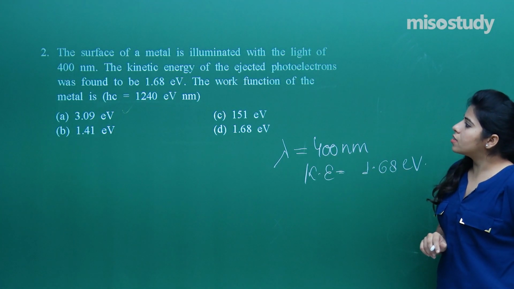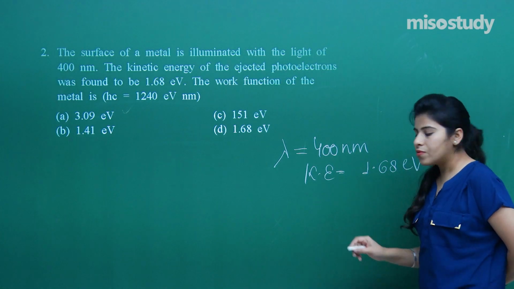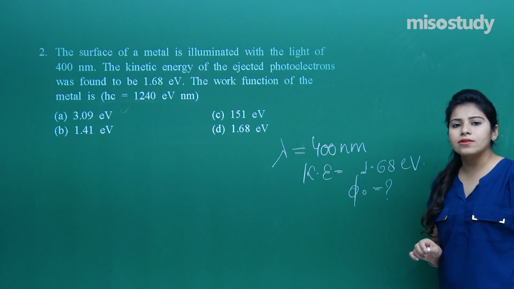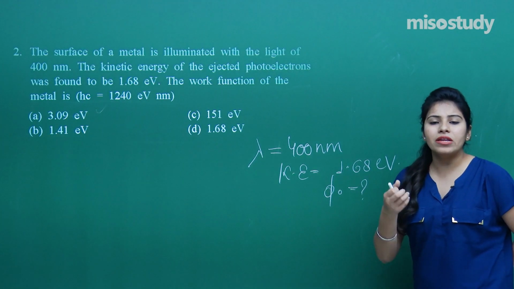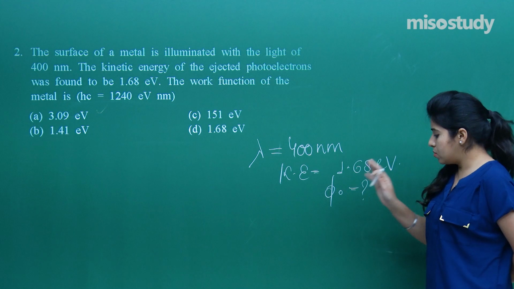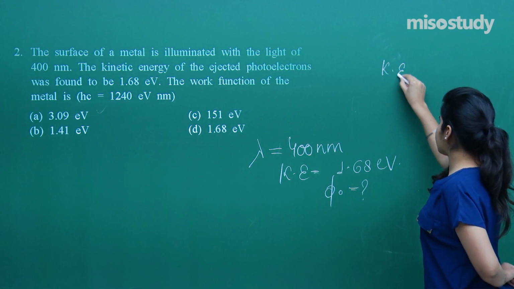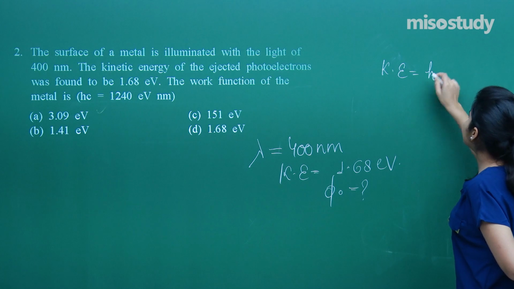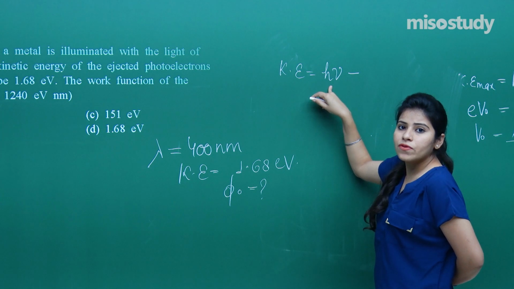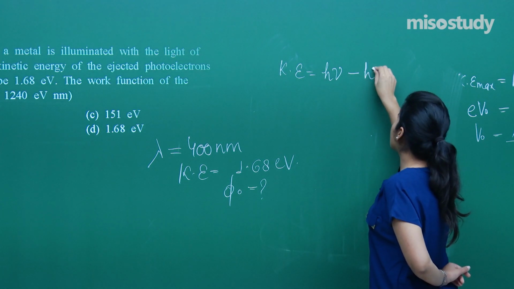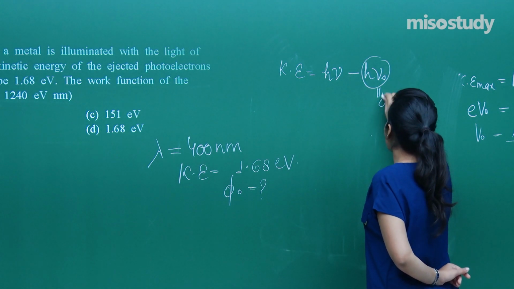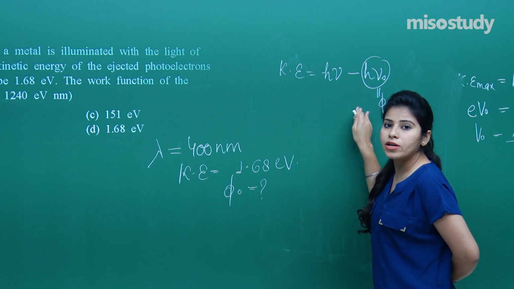Now what is the work function of the metal? We have to find this work function. Now you know that work function is the minimum energy that is required to eject the electron from the metal, right? Now we know the formula. The formula says the kinetic energy of the emitted photoelectrons is h nu, that is the energy of the photons, minus h nu naught. That means this is the work function. You can write it as phi naught, and we have to find this phi naught.